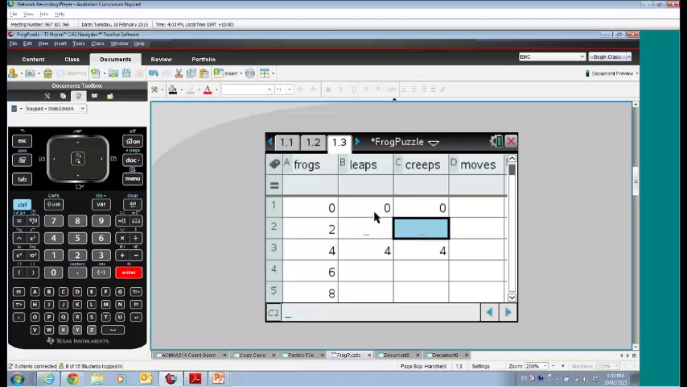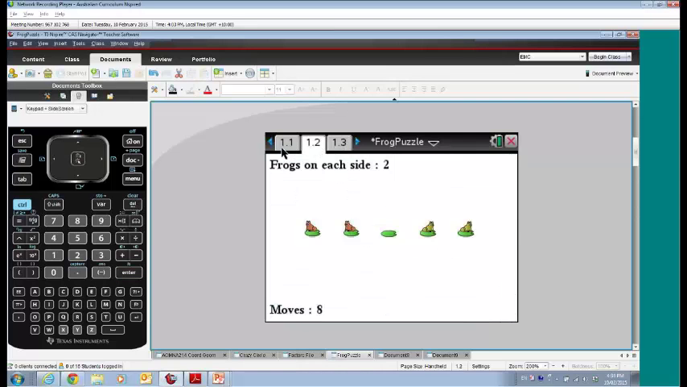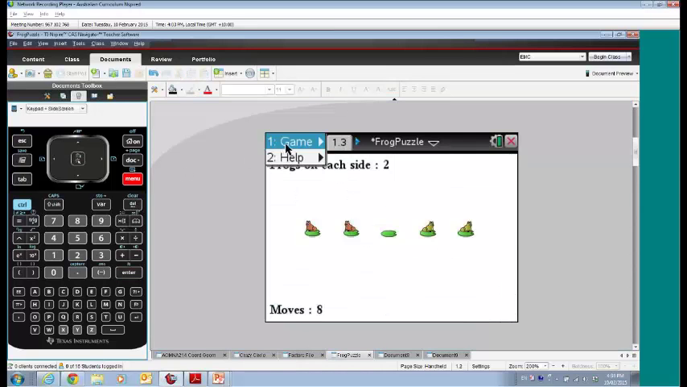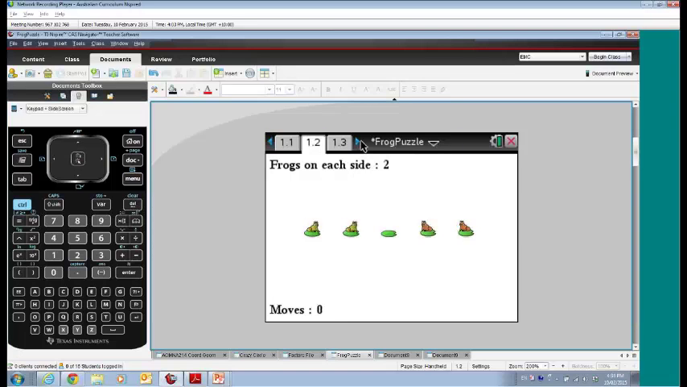Now, the interesting part is the way that the file has been set up. It decided it was too trivial just to have 1 frog on each side. So, therefore, the students have to try and figure that one out. They should be able to work that out, that there's actually only 1 leap required. And we'll just go back to our puzzle, and we'll reset it. So imagine we've got this one, we would have 1 leap, and we had 2 creeps.